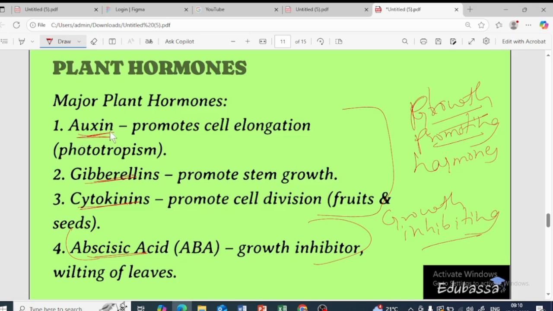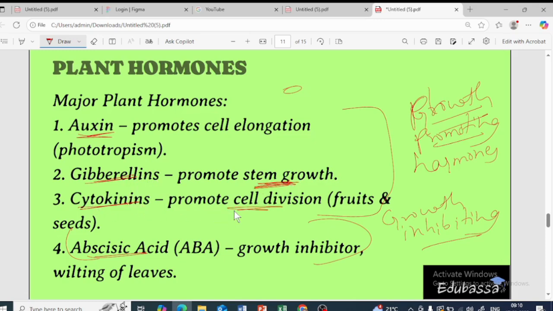So first, Auxins promote the elongation of the cells and help for phototropism. So this auxin elongates the cell. Whatever cell is present in the plant, it will help to elongate the cell and hence helps for the phototropism also, which we will learn further. And gibberellins help for the growth of the stem.